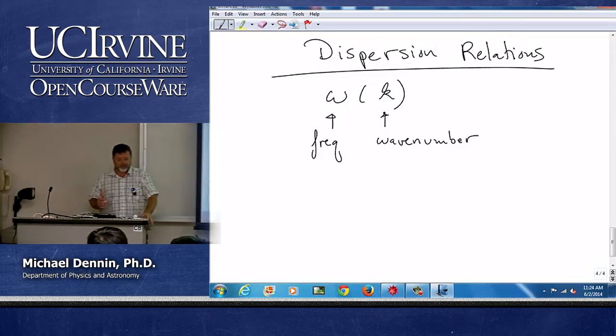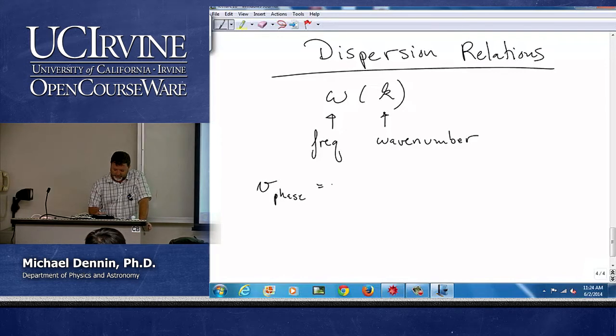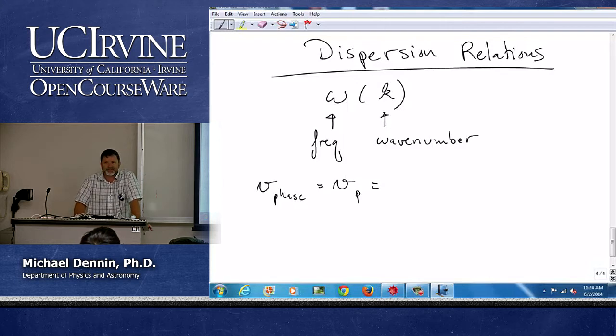From a wave point of view, does anyone remember the definition of the phase velocity? Well, just the phase velocity. When we talk about the phase velocity, what are we talking about? Don't remember your 7e, huh? So our phase velocity is just omega over k.